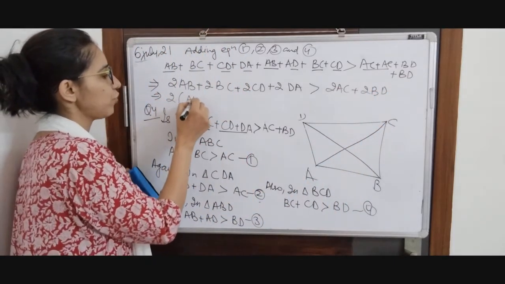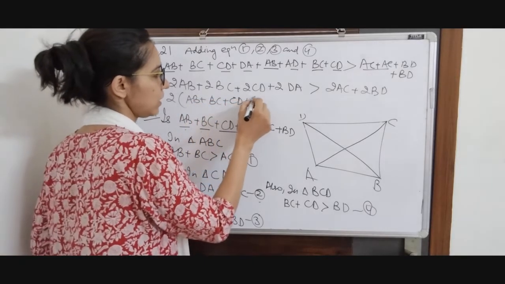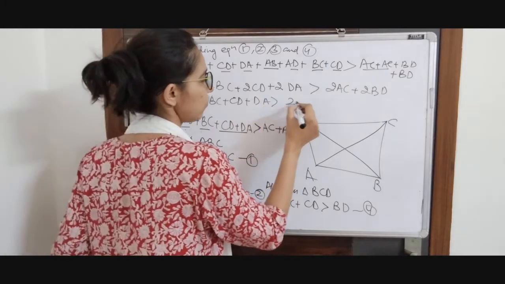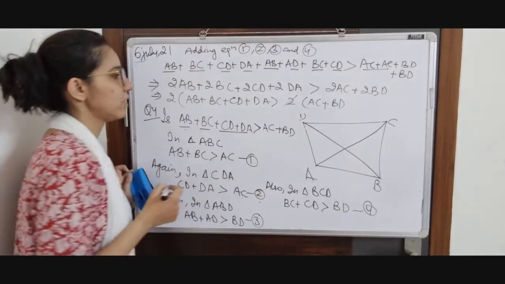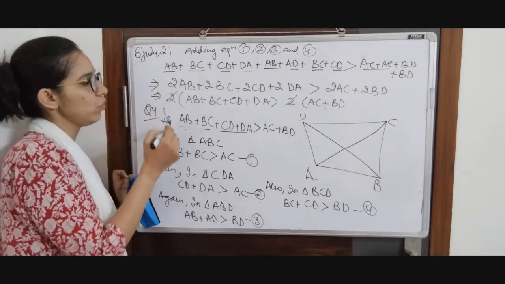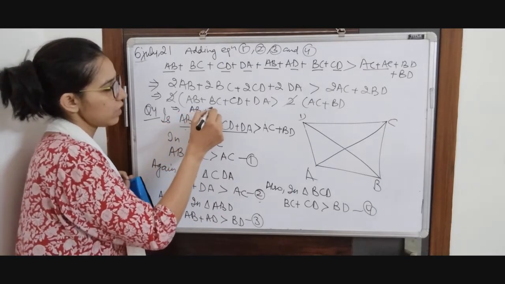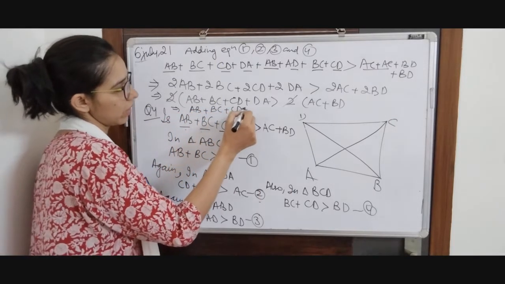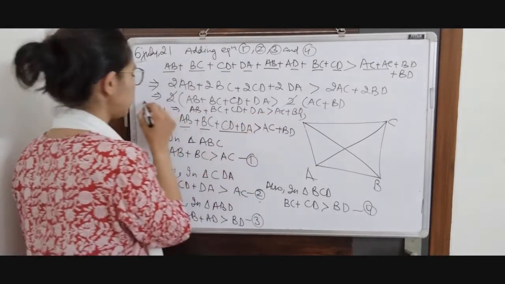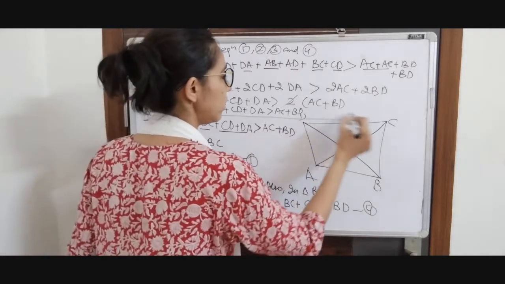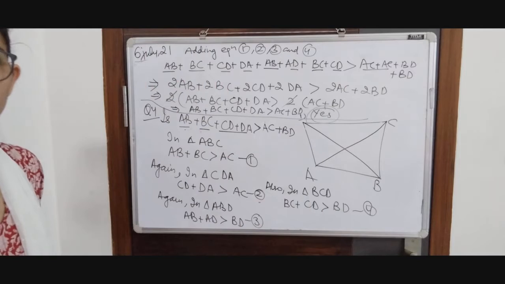You see that we can take 2 common from both sides. So if we take 2 common from the left hand side, we are left with AB plus BC plus CD plus DA, and on the right hand side we get 2 times AC plus BD. So we can divide by 2 on both sides and we will get the required result. So AC plus BD, it means your answer is going to be yes, the statement was true.